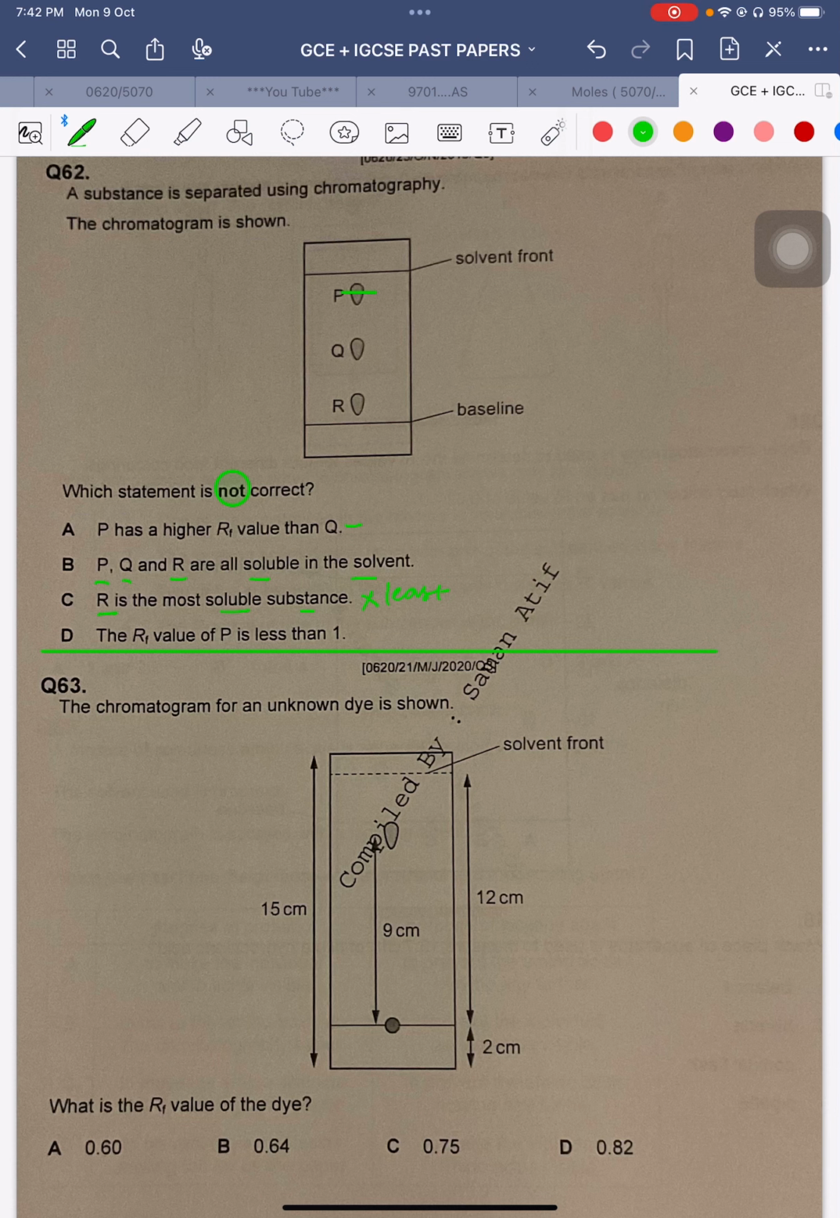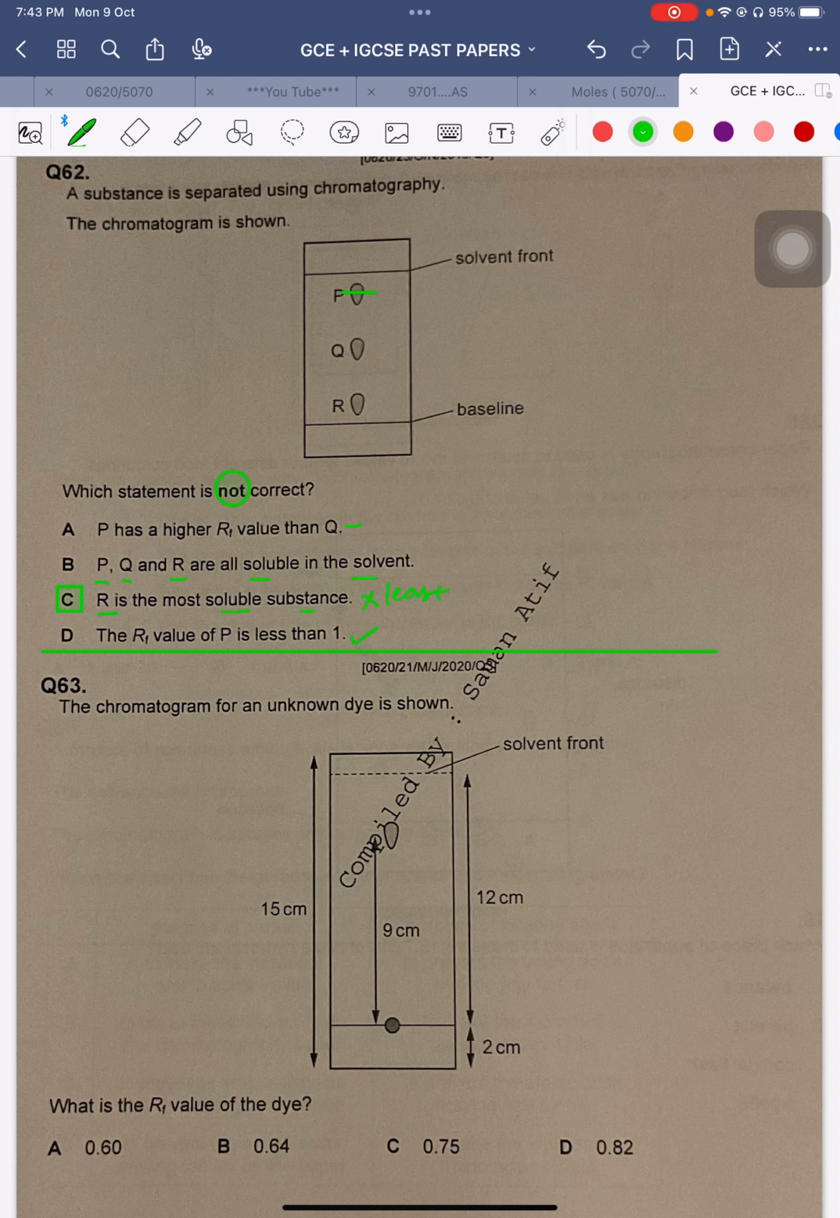The RF value of P is less than 1. No doubt it is correct. RF values are always less than 1, because we are dividing a smaller distance by a larger distance. The smaller distance is at the top, whereas the larger distance is at the bottom. So as the smaller value is divided by the larger value, the answer is always less than 1. So what is the right option for this? R is the most soluble substance. Yes, it is the right option to pick, because the statement is wrong: R is the least soluble.